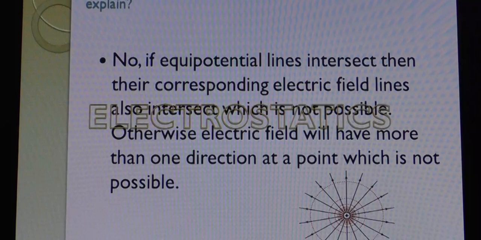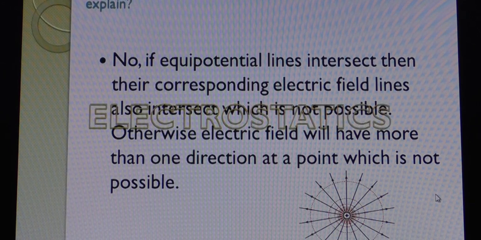Okay, first of all, we come to conceptual questions. Question number 9, we have to start from this question. Can different equipotential lines cross each other? Explain. In order to answer this question, you must know the concept of equipotential lines.